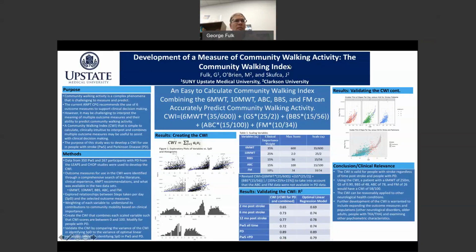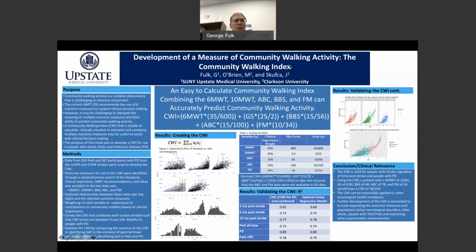We validated the CWI by comparing the variance of the CWI in predicting steps per day to the variance of optimal linear regression models of these outcome measures in predicting steps per day in people with stroke and Parkinson's disease. Our CWI equation is provided here in the middle of the poster in large font.